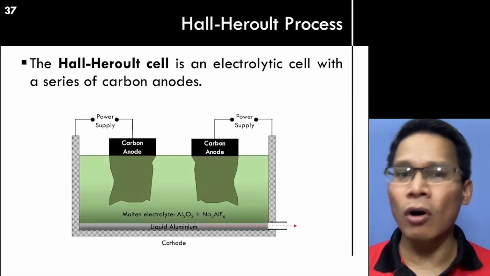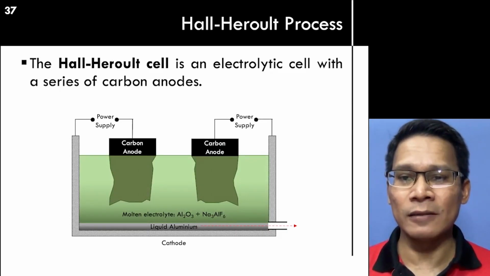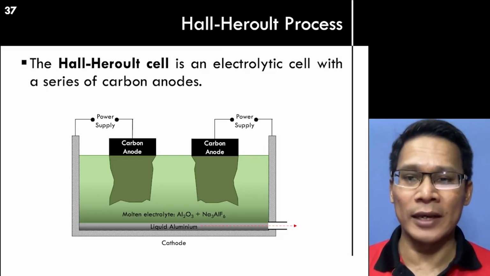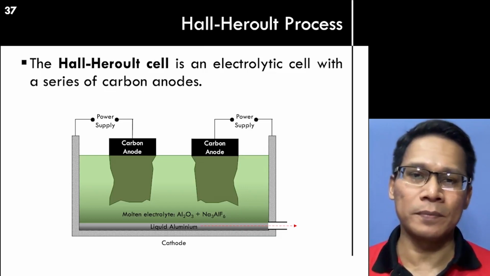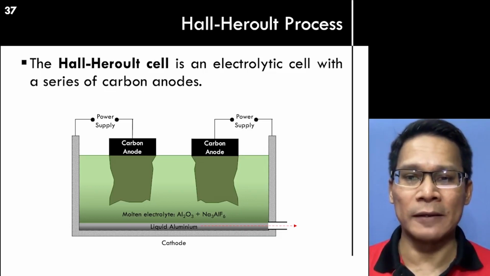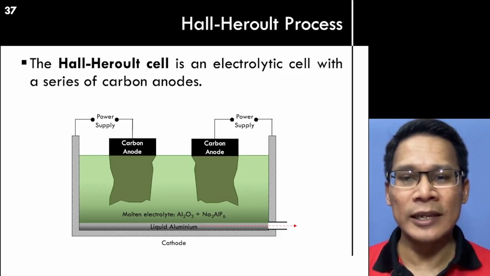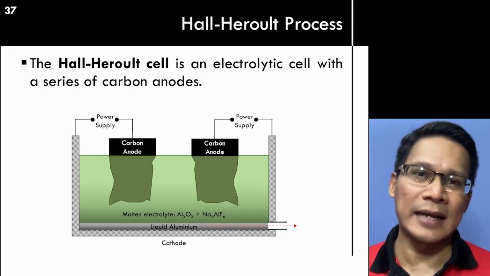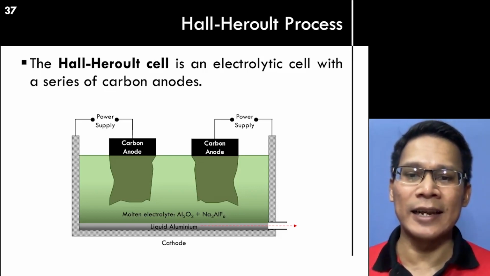Let us now look at the Hall-Héroult cell. This industrial electrolytic cell is made up of carbon anodes immersed in the molten mixture of aluminium oxide and cryolite. The outer case of the cell is the cathode. The anodes and cathodes are connected to the power supply. An opening at the bottom of the cell allows liquid aluminium to be extracted as it is formed, since liquid aluminium is denser than the electrolyte mixture.